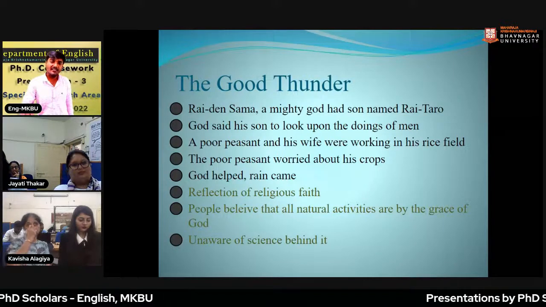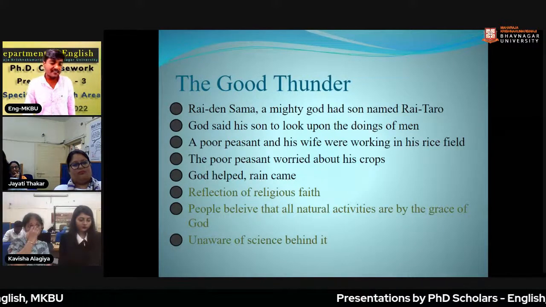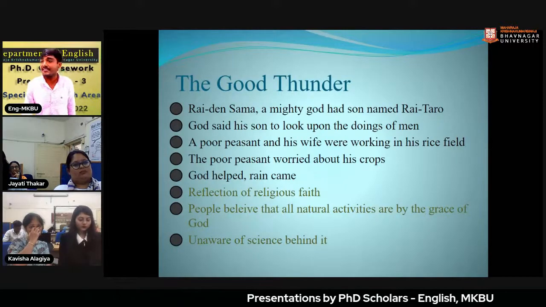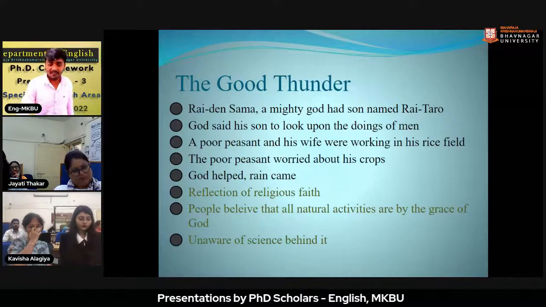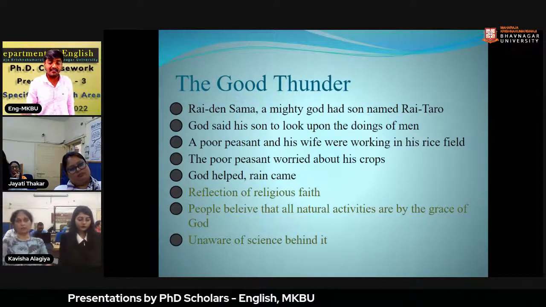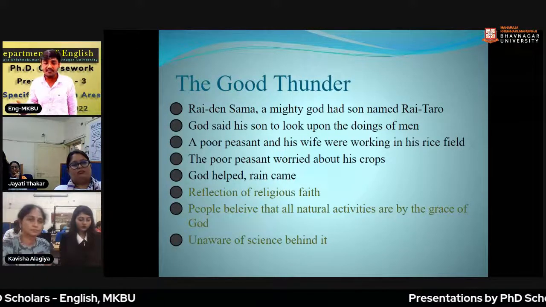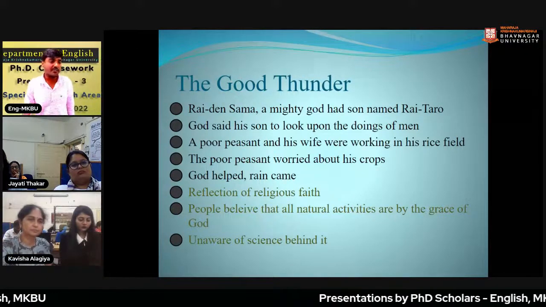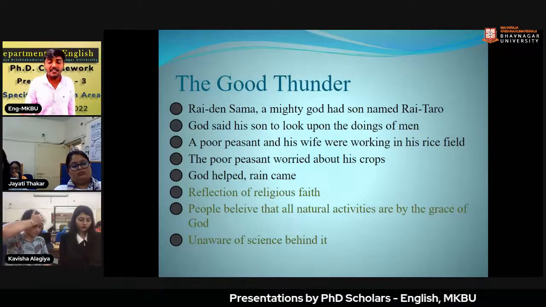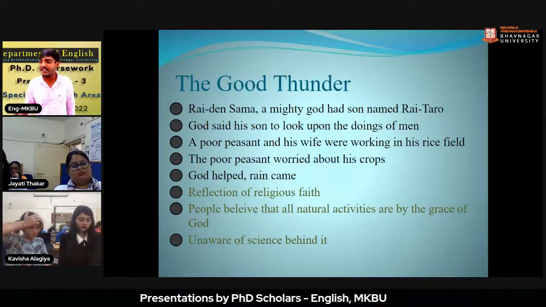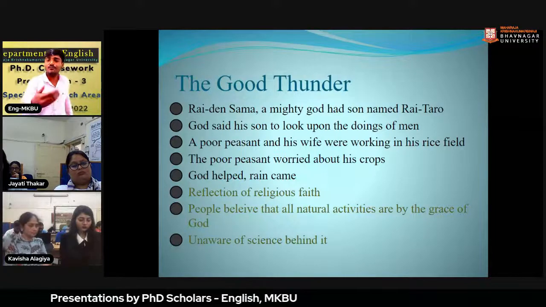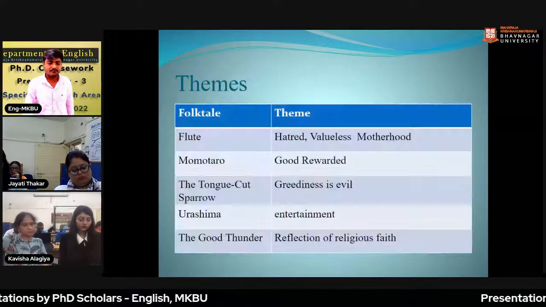So here, what is the inside idea of the folktale? That is the reflection of religious faith. That is the inside idea of the folktale. And the people believed that all natural activities happen by the grace of God, because they were unaware of the science behind it at the time when the story was composed.